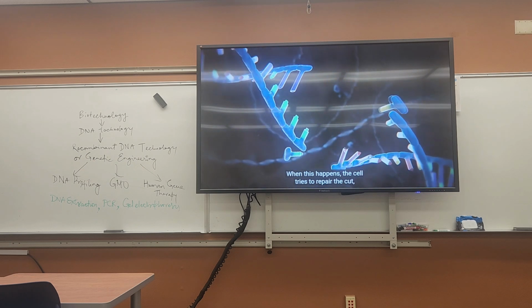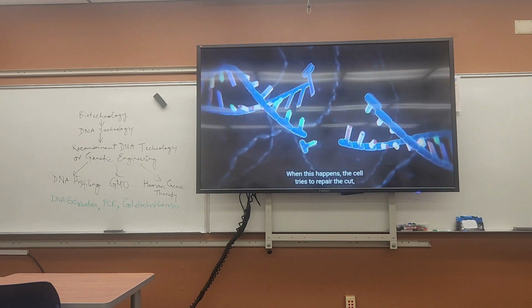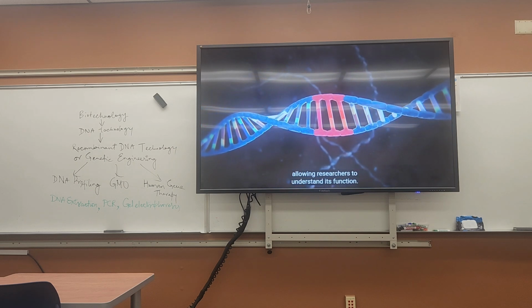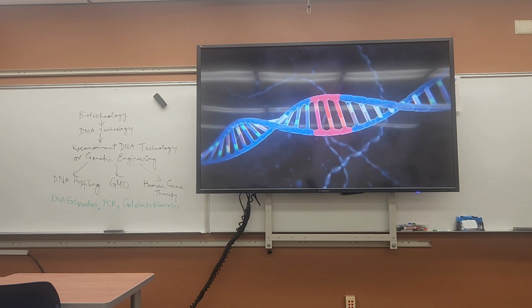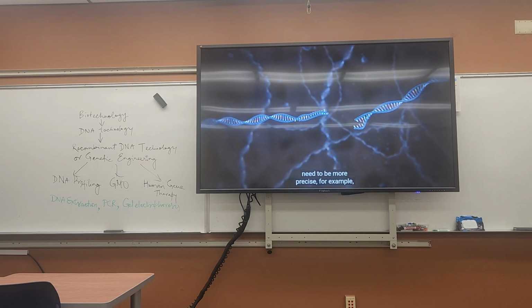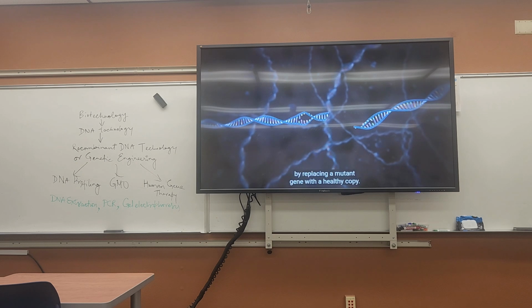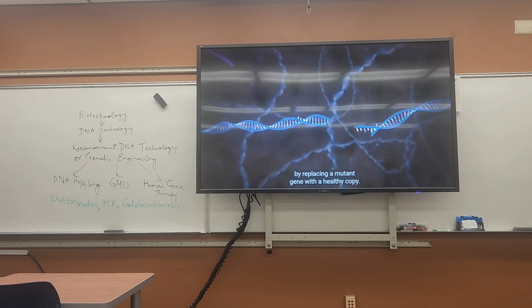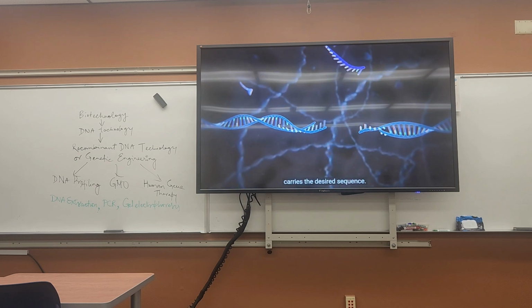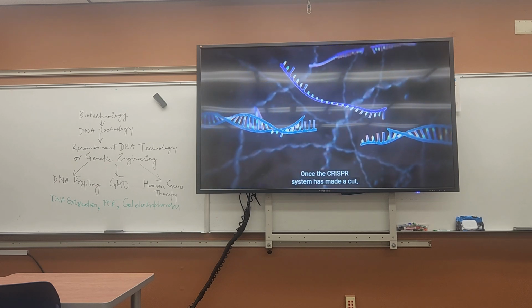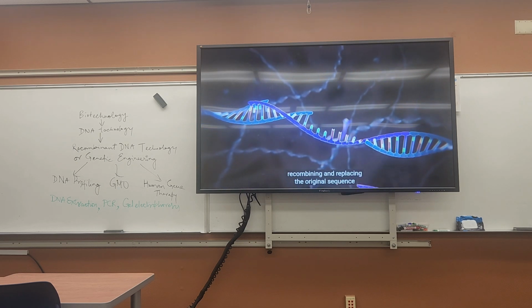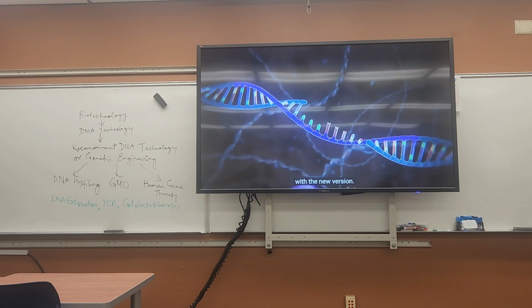When this happens, the cell tries to repair the cut, but the repair process is error-prone, leading to mutations that can disable the gene, allowing researchers to understand its function. These mutations are random, but sometimes researchers need to be more precise, for example, by replacing a mutant gene with a healthy copy. This can be done by adding another piece of DNA that carries the desired sequence. Once the CRISPR system has made a cut, this DNA template can pair up with the cut ends, recombining and replacing the original sequence with the new version.